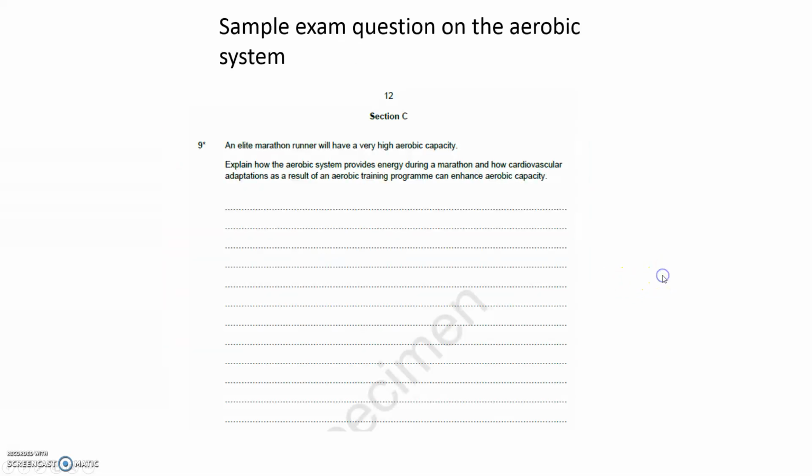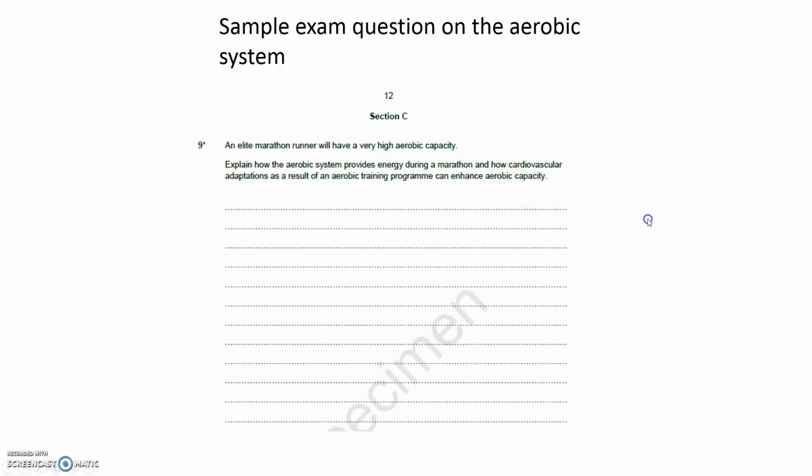Okay, so this is what a typical question may look like. This is a specimen paper. This is a 20 marker. Explain how the aerobic system provides energy during a marathon, and how cardiovascular adaptations as a result of an aerobic training program can enhance aerobic capacity. So the focus is on this aspect over the next couple of lessons. Then obviously we're going to be doing a whole load of cardiovascular adaptations and aerobic capacity as well.